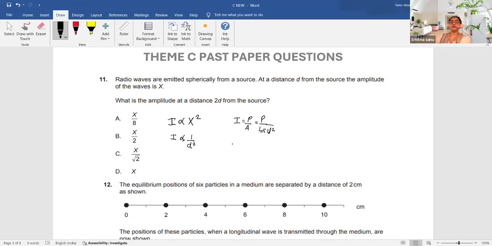Looking at these two equations, we can also tell that amplitude is inversely proportional to the distance. So if the distance is doubled, amplitude should go half. So it will become B. B is the answer.